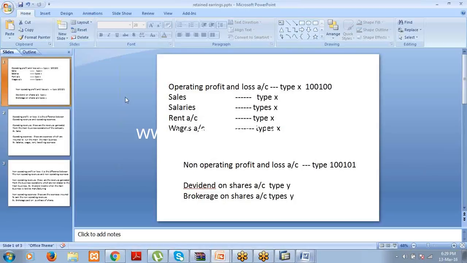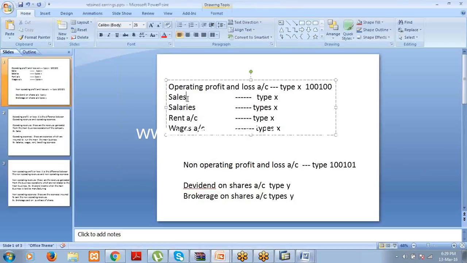At the time of creating the sales account, we specify type X. At the time of creating the salaries account, rent account, wages account, you specify type X. Means for all the operating expenses and operating revenue accounts, we specify type X. At the end of the year, the balances in all these GL accounts will be transferred to type X. What is type X? The operating profit and loss account. So the difference will be either operating profit or operating loss.